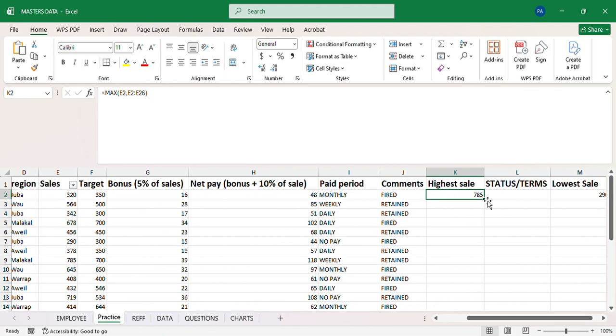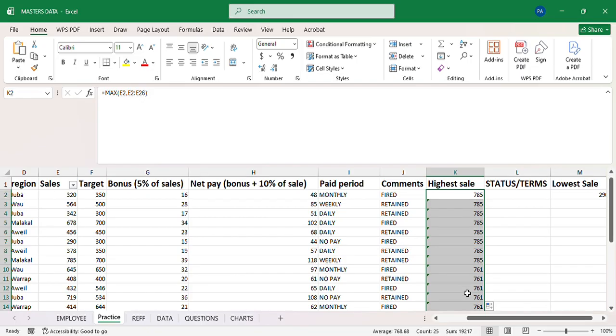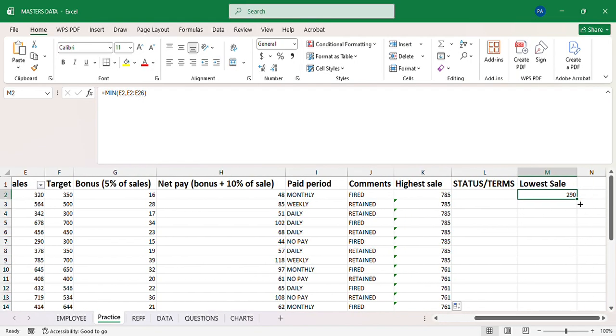So you can decide to see the other highest sale by double click or by dragging this one down. Then you will be able to see now the highest sale. And you can also drag this down. And you see the lowest sale.